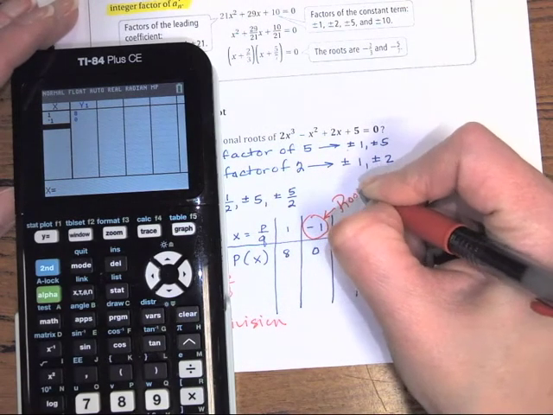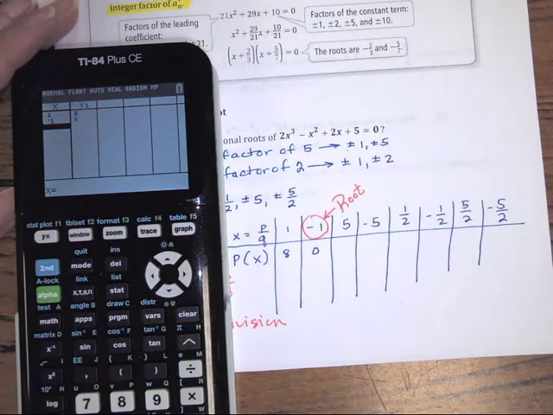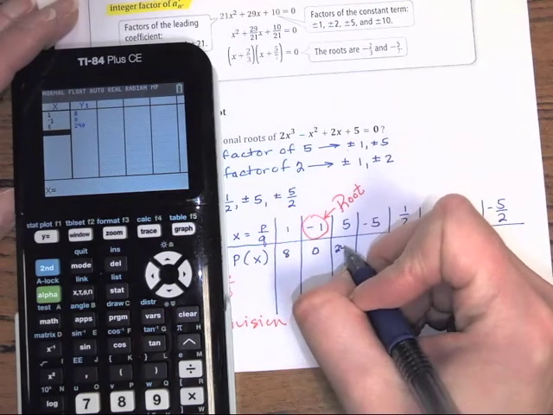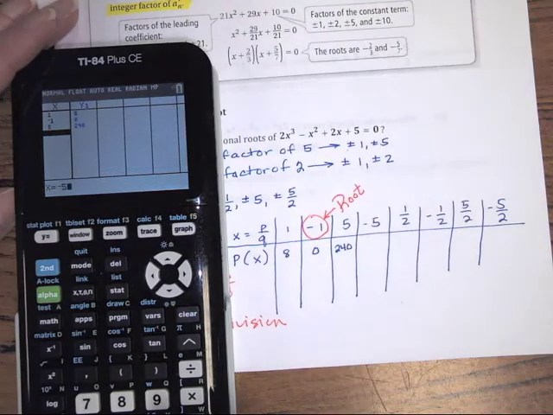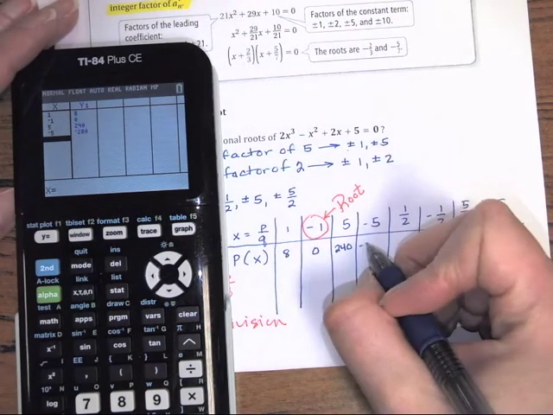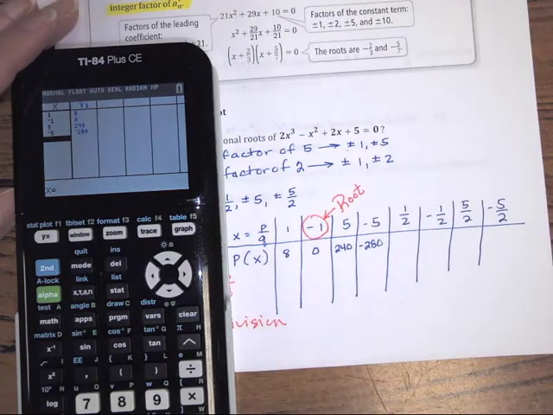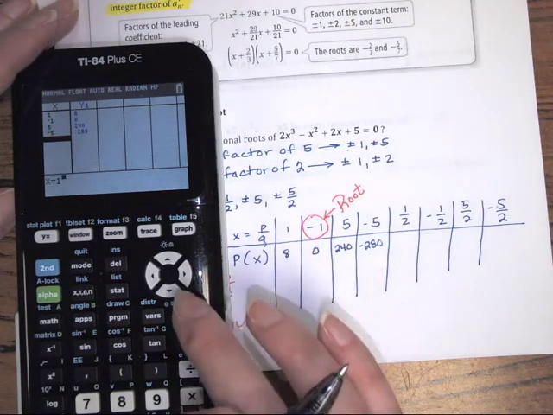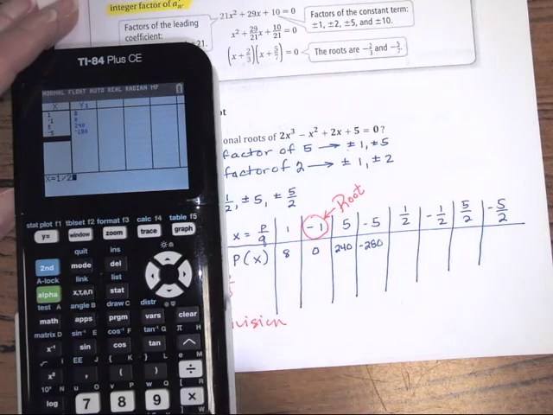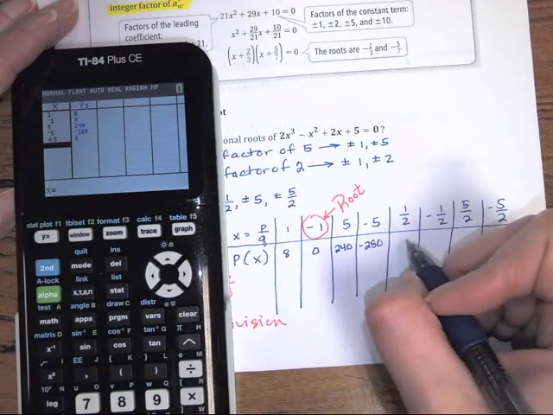That's a root. All right? -1 is a root. Now, I'm going to put 5 in, and I get 240. I'm going to put -5 in, and I get -280. Now 1/2, I don't know if it'll let you, whoops, put it in as a fraction. Yep, and I get 6.